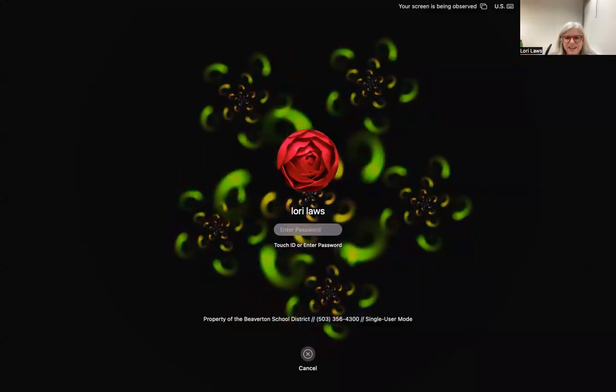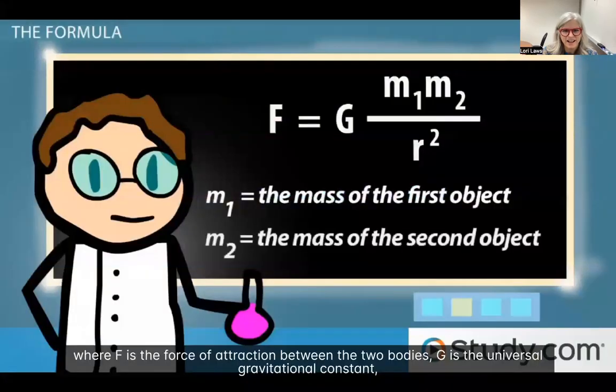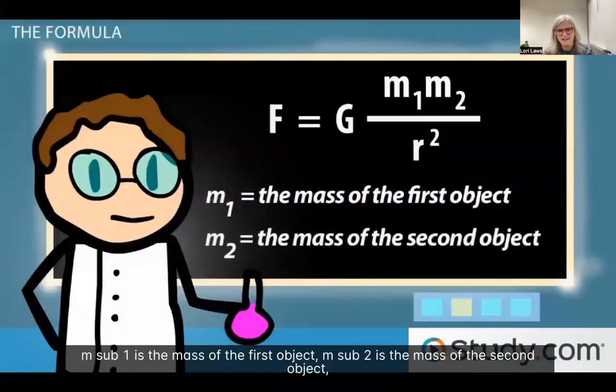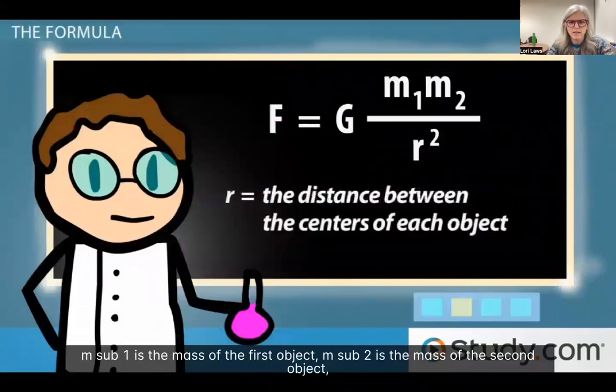Can't give it M to sub her. 1 is the mass of the first object. M sub 2 is the mass of the second object. And R is the distance between the centers of each object.